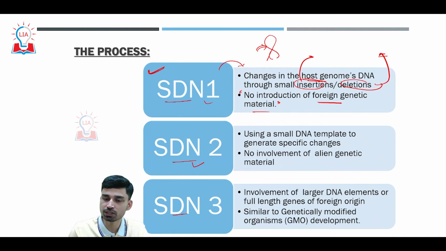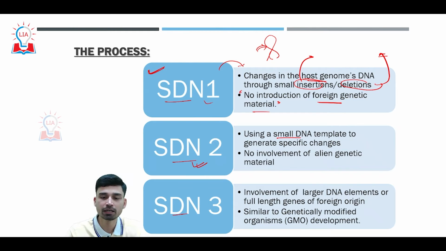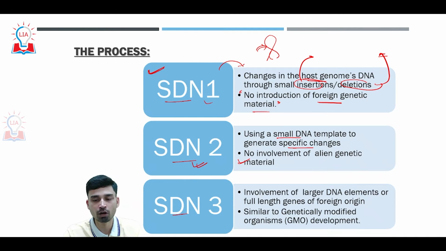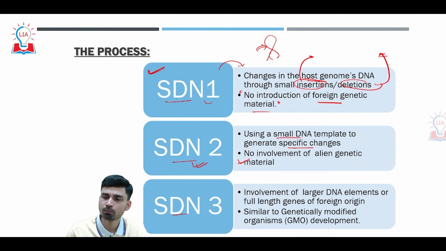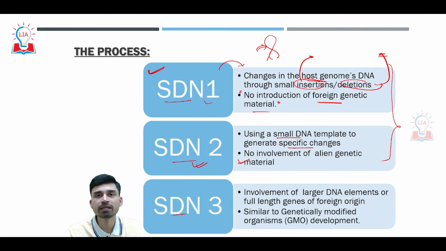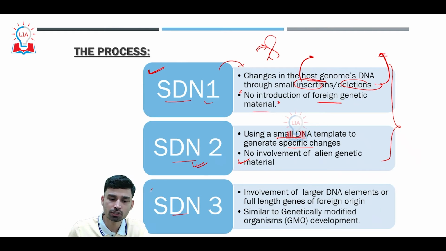Now coming to SDN2. SDN2 uses a very small DNA template to generate specific changes. However, here also there is no involvement of alien or foreign genetic material. That means both the SDN1 process and the SDN2 process look very similar to the earlier process of hybridization that was done before genetic editing or genetic modification was actually understood properly.